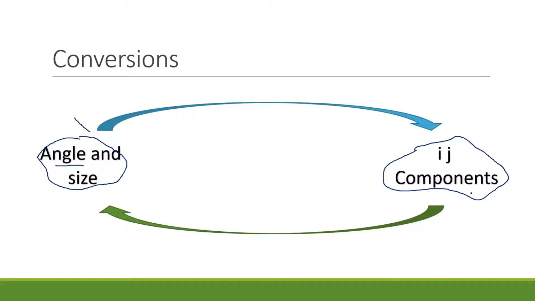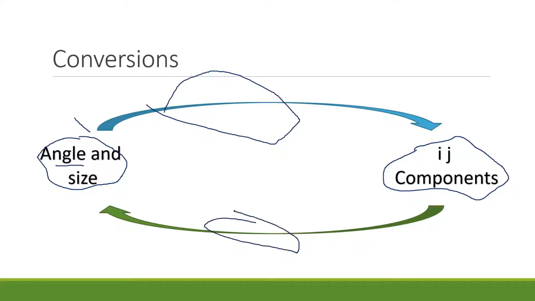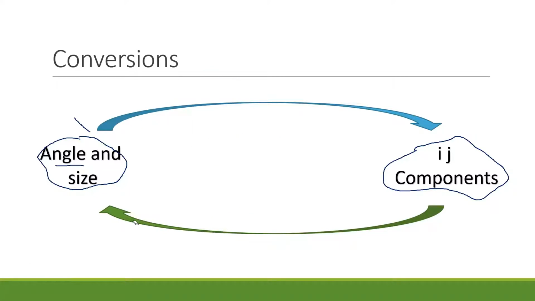We've already got a bit of an understanding of them. But what we're going to be focusing on for this whole double period is this blue line and this green line. How can we go from one of these to the other? And then how do we go backwards? To help us out, I'm going to break this lesson into two sections. The first section is just about going from left to right. How do we go from angle and size to ij components?